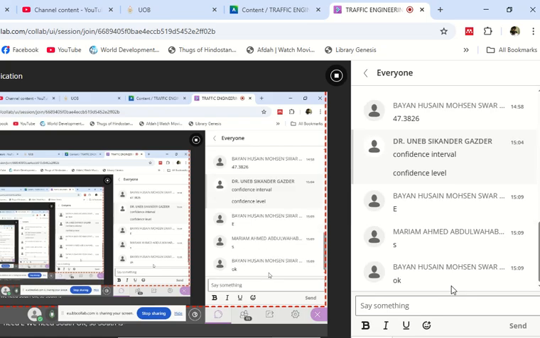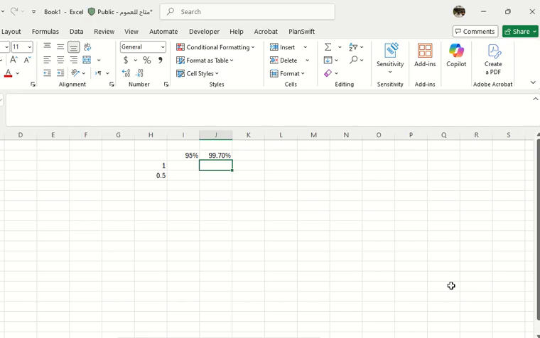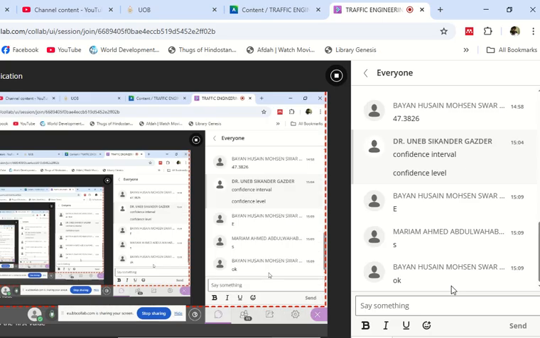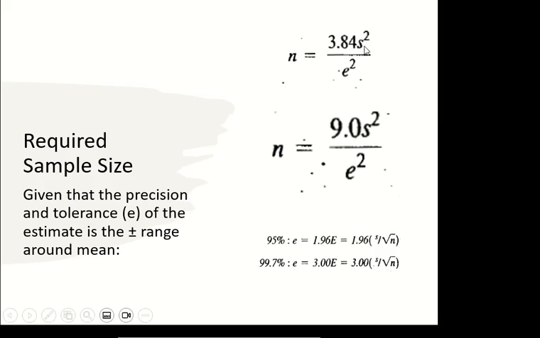When S is not given, we will assume it to be 5 miles per hour. According to the book, an S value of 5 miles per hour is a reasonable assumption. So the first value will be S as 5 and E as 1, and you will get the value.